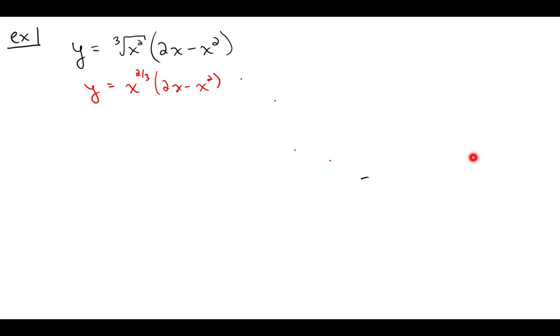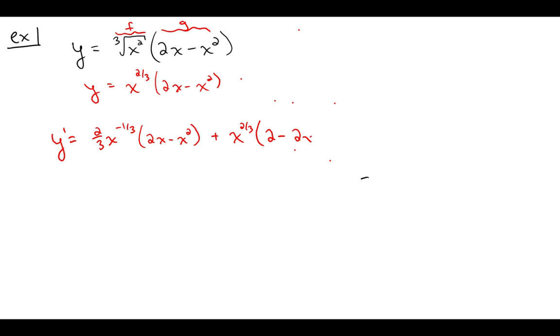So then if we're asked to find y prime, we look at this as f here, and look at this as g. So we do the derivative of f, which is going to be 2/3 x to the negative 1/3. Okay, so that's the derivative of our first, times our original second, 2x minus x squared, plus the original first, so x to the 2/3, times the derivative of the second. So derivative of 2x is just 2, minus x squared would be 2x. So this is our answer.